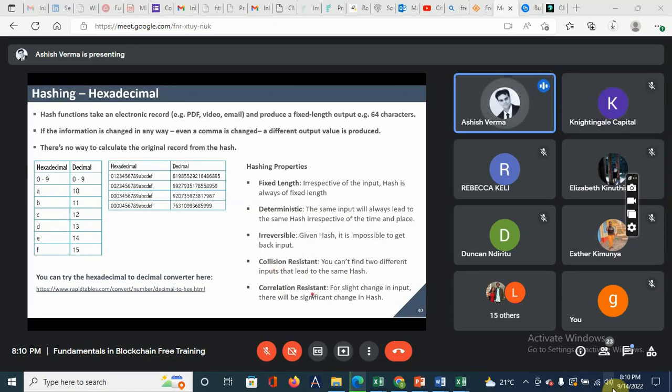And it's correlation resistant also. Even for a slight change in input, the entire hash will change. That means if you try to compare 2 hashes, even if those are for very similar messages, you cannot make out from the hash itself whether the message was similar or dissimilar.